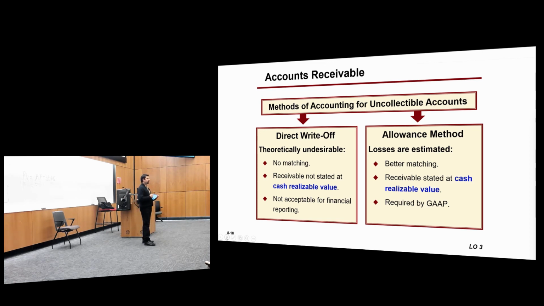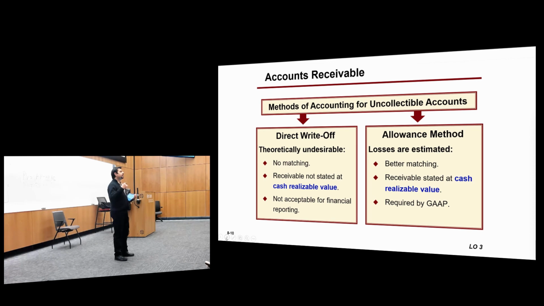There's a problem with the direct write-off method. Who can tell me what the problem is? Yes, go ahead. It is in two different periods. So what's going to happen? Let's say that you make a sale on account in December, and it's due in January. You recognize the revenue in December. Accounts receivable is debited in December. If in January it's not paid and you write it off in January, what happens?